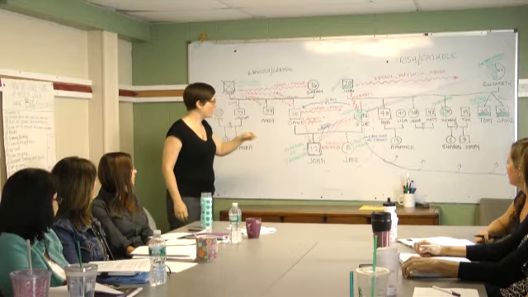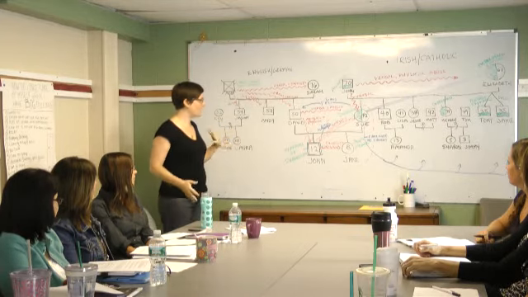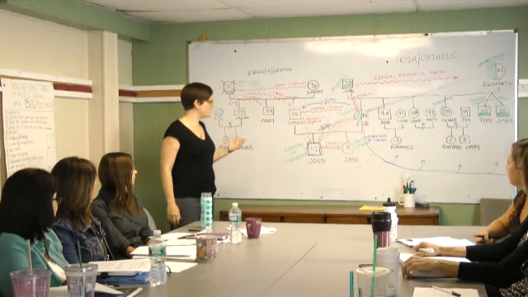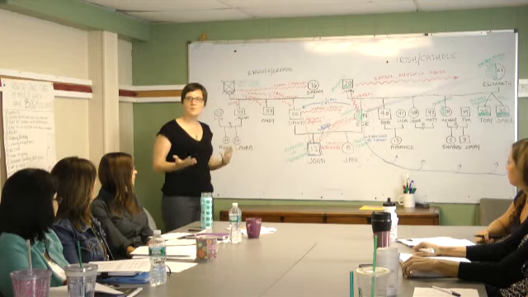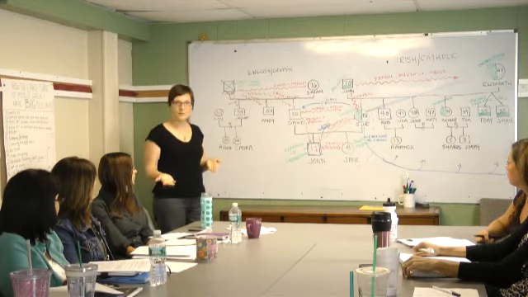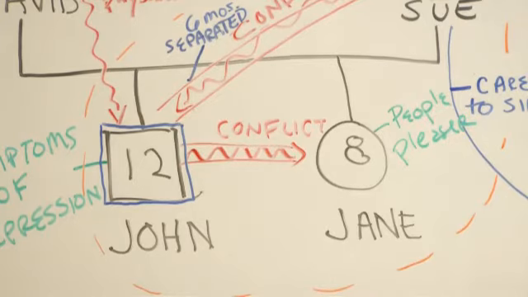Sue and John display a lot of conflict, and John and Jane have a lot of conflict. John and Jane keep the paradigm where one child tends to be the problem child, and one child tends to be the people pleaser and has to be perfect. So Jane's the people pleaser, John is the one who's always getting into trouble, things like that.